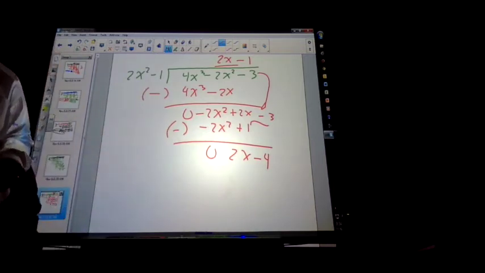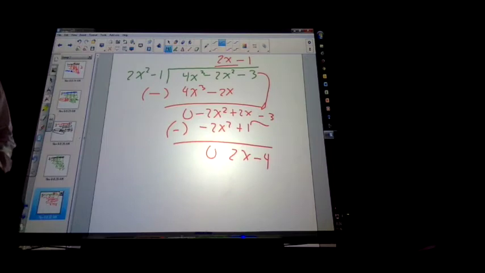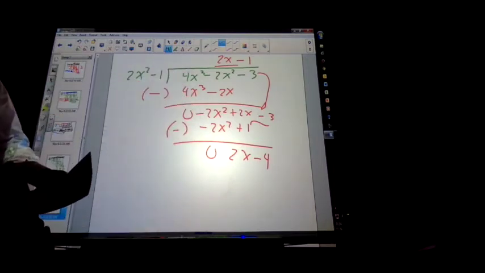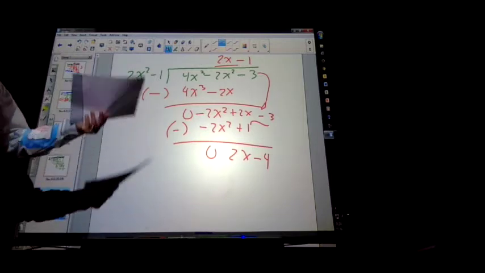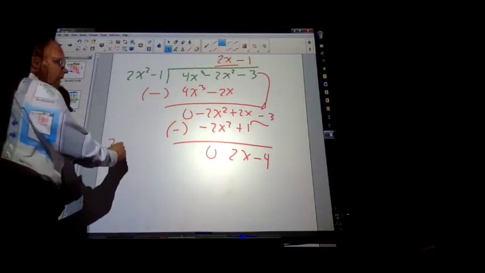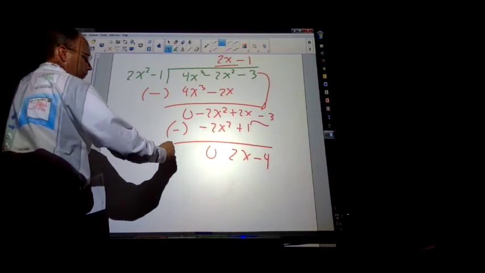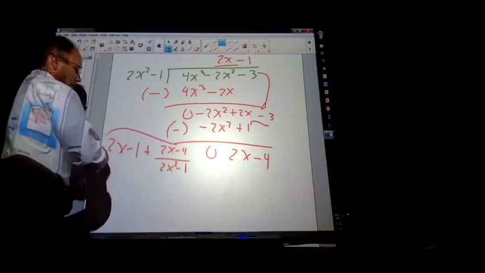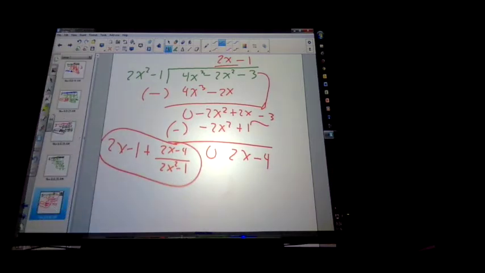Hey, is 2x minus 1 a factor of it then? Is 2x squared a factor of that? Why not? There's a remainder. So I could write the answer like this, but I'd like. There you go. All right.